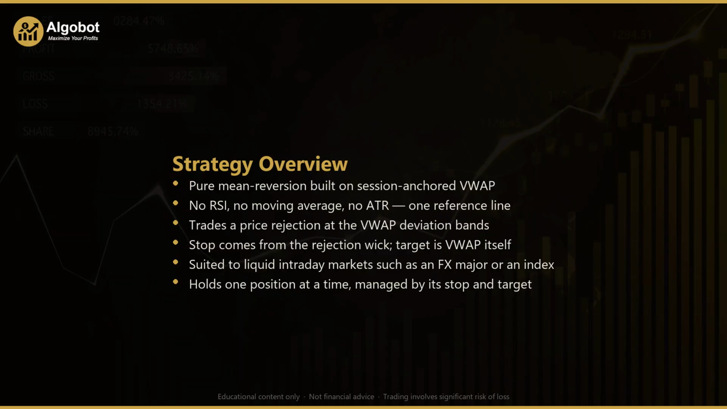What makes this expert advisor distinctive is its simplicity. There is no RSI, no moving average, no ATR, nothing but VWAP and the candles themselves. Around the VWAP, the strategy builds an upper and a lower band, each set a chosen number of volume-weighted standard deviations away. Those bands mark where price has stretched unusually far from fair value. But a band touched by itself is never traded. Overstretched price can keep running, so the EA waits for evidence that the move is exhausting. That evidence is a rejection candle, a bar that pokes through a band with a wick and then closes back inside it. The wick is the footprint of buyers or sellers stepping in at the extreme.